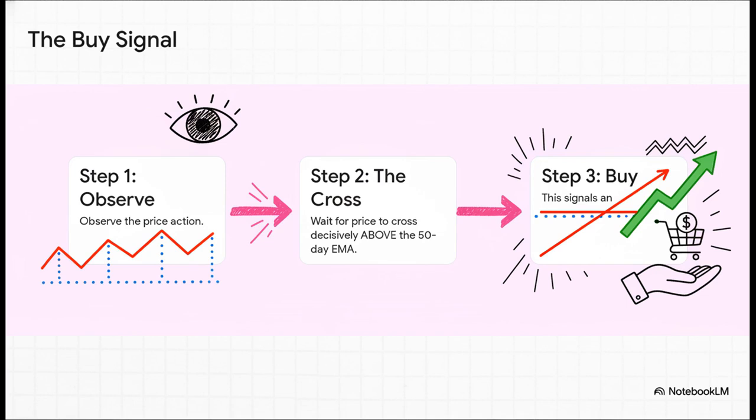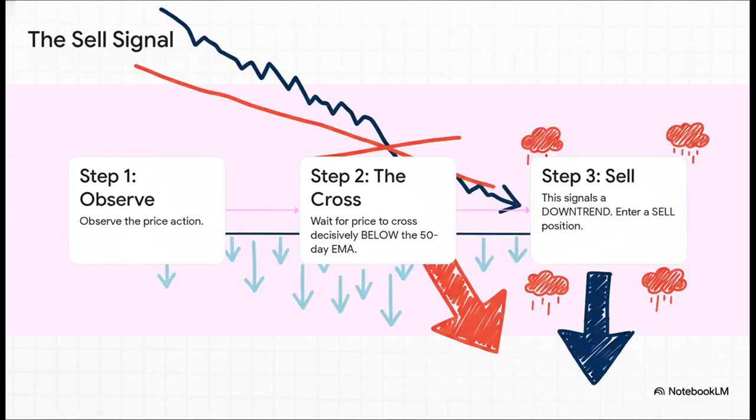Step 1, you just watch. Step 2, you patiently wait for the price to make a strong, decisive cross above that 50-day EMA line. When you see that, that's your signal. The market is telling you it's got strength, and that's your cue to jump in and ride that uptrend. And for the sell signal, well, it's the exact mirror image.